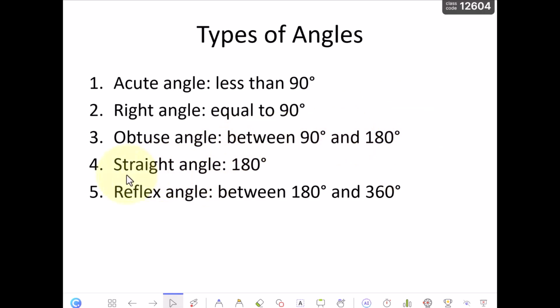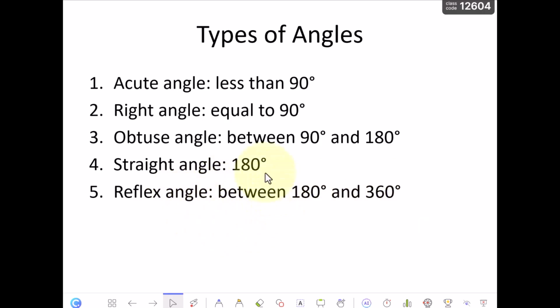Then when the angle is on a straight line, that is a straight angle, what we call 180 degrees. So 180 degrees forms a straight line angle. Then finally, reflex, when the angle is bigger than 180 but less than 360. So this is a reflex angle.